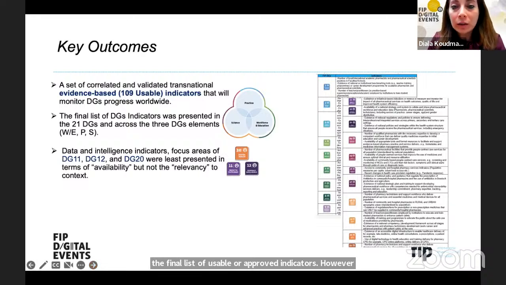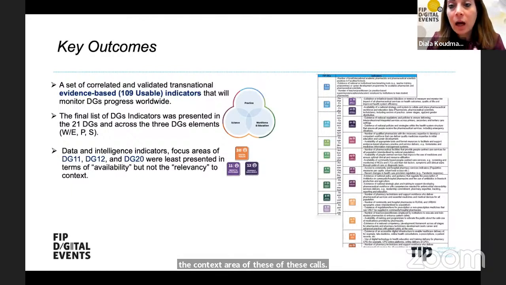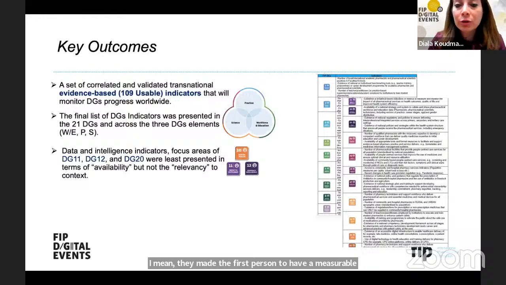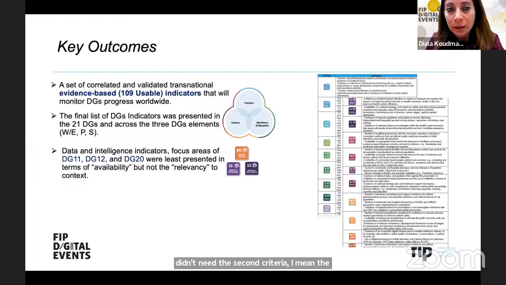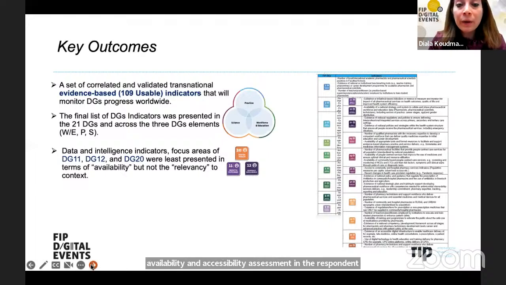However, the questionnaire analysis showed that the initially proposed indicators of these goals were relevant to the context area of these goals. They met the first criterion of measurable global indicators in terms of relevancy, but didn't meet the second criterion, the availability and accessibility assessment in the respondent countries. But I think we can say that although data and intelligence, the focus areas of these 3 DGs, are considered new emerging areas and show rapid growth in the healthcare field, the existence of national strategies and systems of implementation is still relatively limited, and a lack of measures to monitor service impact and health outcomes is expected.